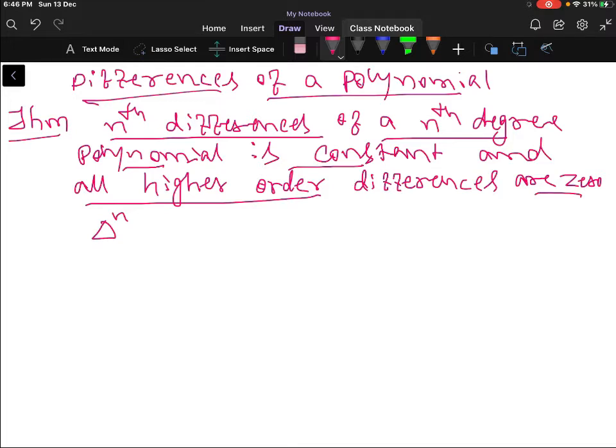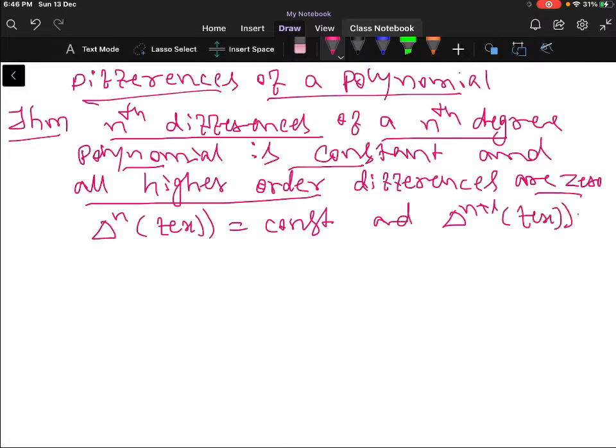That is to prove that the nth forward difference of a nth degree polynomial f of x is equal to a constant, and the n plus one forward difference, or higher order forward difference, of the polynomial f of x is 0.